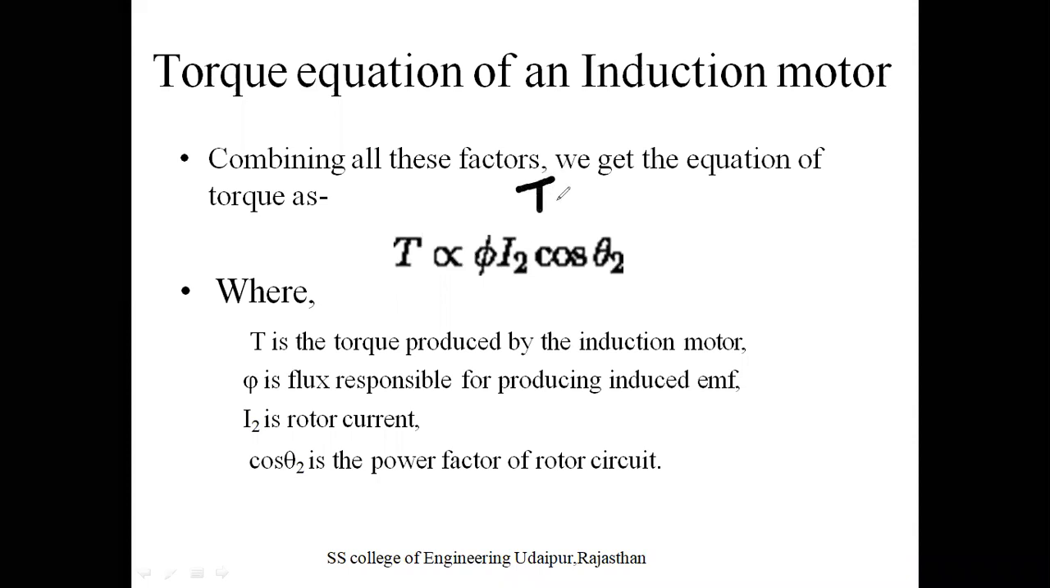T, torque, is directly proportional to phi, the flux, I2, the rotor current, and cos theta 2, which is the power factor. Here 2 denotes the rotor side and 1 denotes the stator side. So torque is directly proportional to the rotating magnetic field, which is responsible to induce EMF, the rotor current I2, and the power factor cos theta 2.